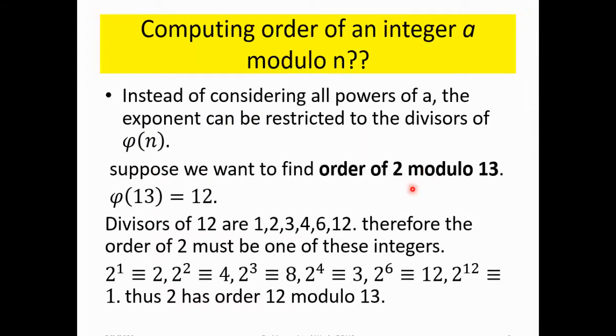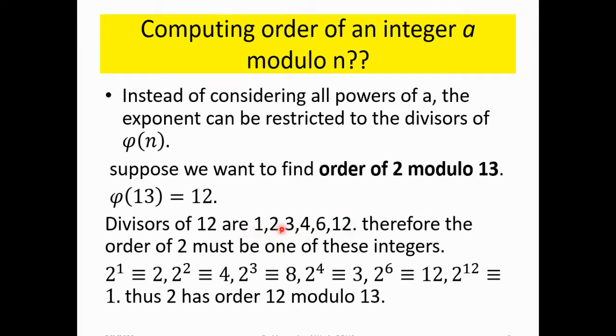Suppose we want to find the order of 2 modulo 13. First of all, what is phi 13? Because 13 is a prime number, phi 13 is 12. The divisors of 12 are 1, 2, 3, 4, 6, 12. Therefore, the order of 2 must be one of these integers. That is, we will calculate only these powers of 2.